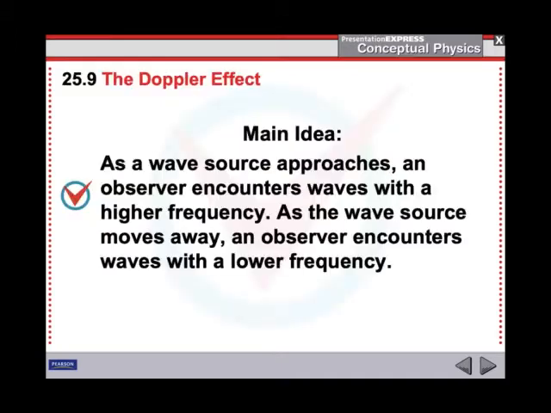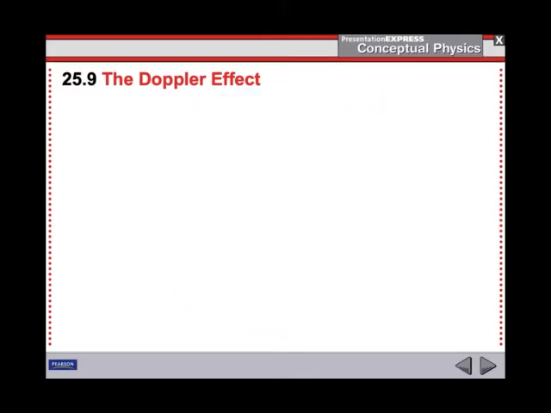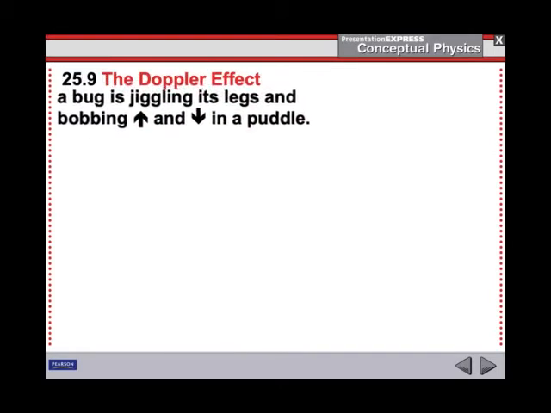Okay, let's get into it. As a wave source approaches, an observer encounters waves at a higher frequency, more often. As the wave source moves away, the observer encounters waves at a lower frequency. This is probably the most difficult concept in this chapter, but we can do this because we can do difficult things. All right, it's not that difficult.